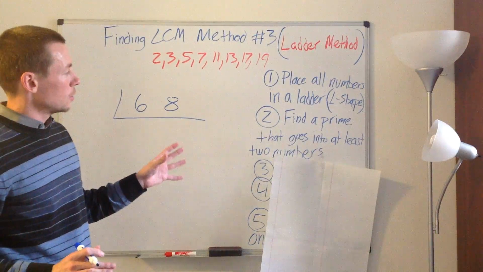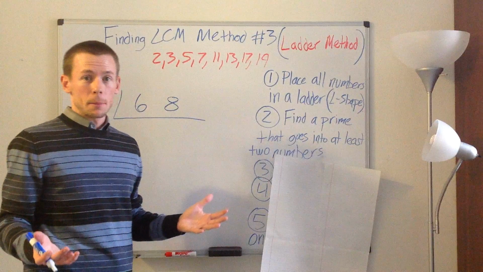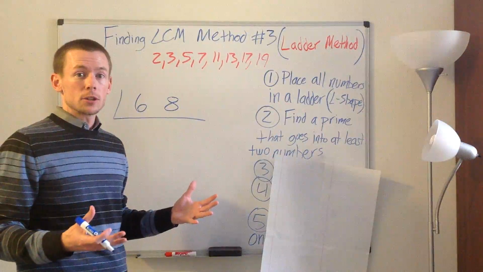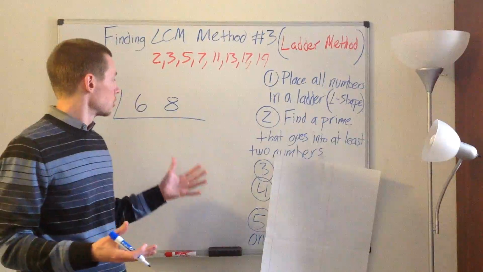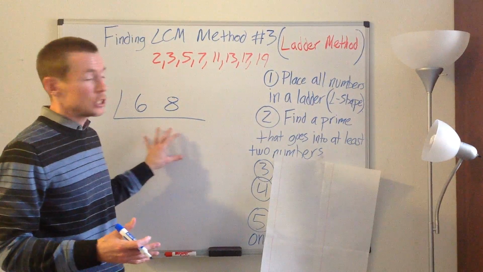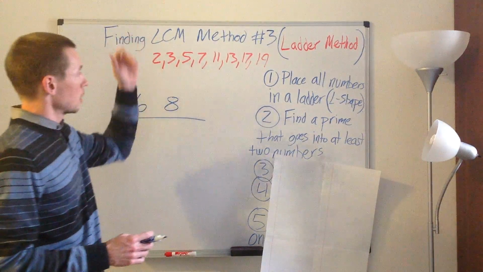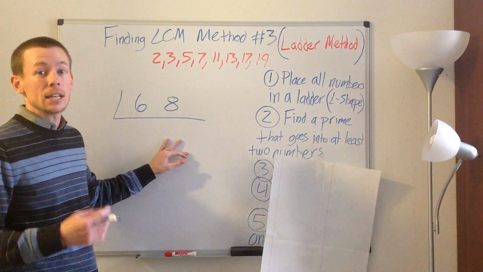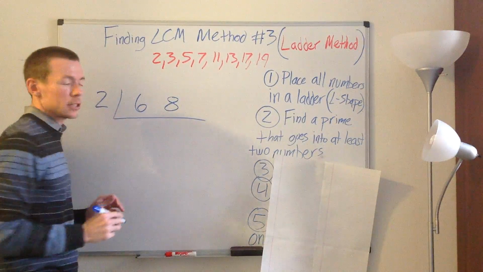Step two: find a prime that goes into at least 2 numbers. If you're only working with 2 numbers like we are now, then it's got to go into both. But we're also going to eventually start looking at 3 and sometimes even 4 numbers, so we want to find a prime that goes into at least 2 of the numbers. We can start with 2. Does 2 go into both 6 and 8 evenly? Yes, it does. I'm going to put that outside the ladder.